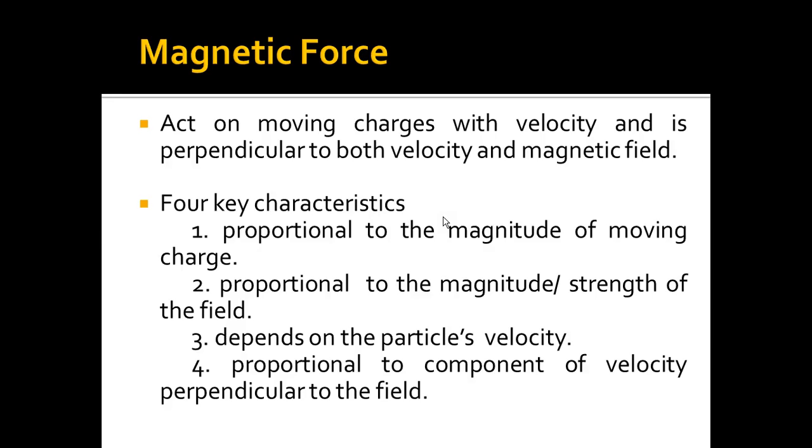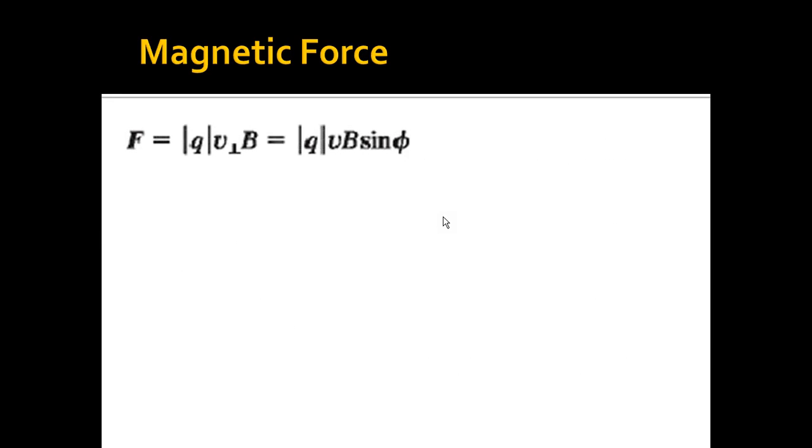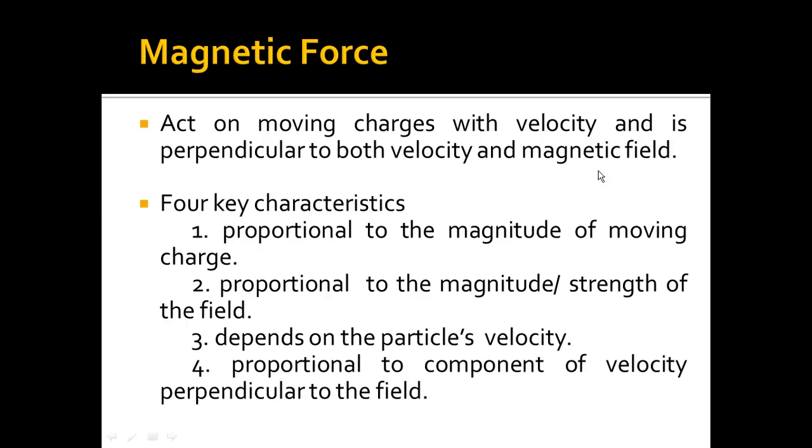Combining all these four key characteristics into a working equation, we quantify the magnetic force as F equals Q V perpendicular times B. Here, F represents the magnetic force, Q represents the amount of charge that enters the region where there is an established magnetic field, V is the velocity of that charge, and B is the strength of the magnetic field of the region where Q enters.